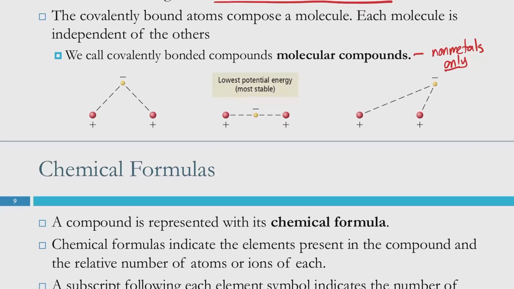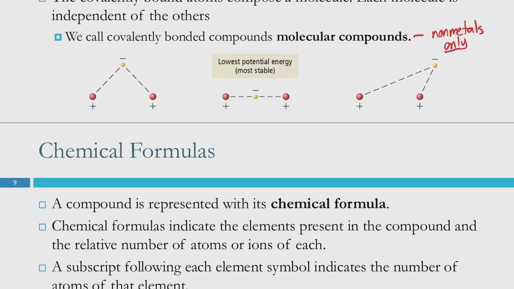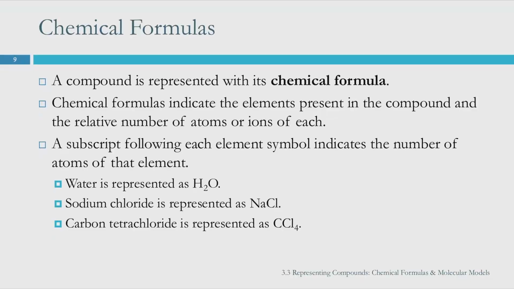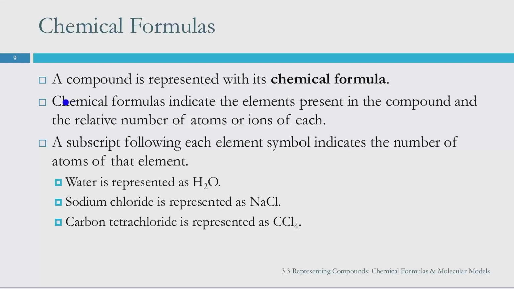We can represent either of these types of compounds, things that have ionic bonds or things that have molecular or covalent bonds, with a chemical formula. We're going to be seeing a lot of chemical formulas in this class, so it's important that we learn how to read a chemical formula, how to write a chemical formula.